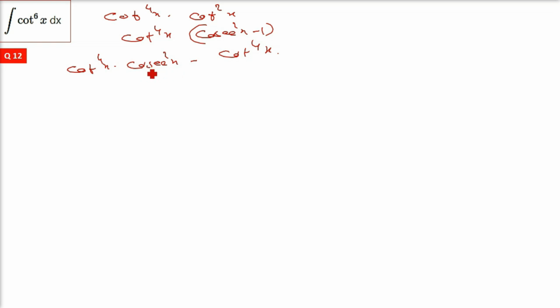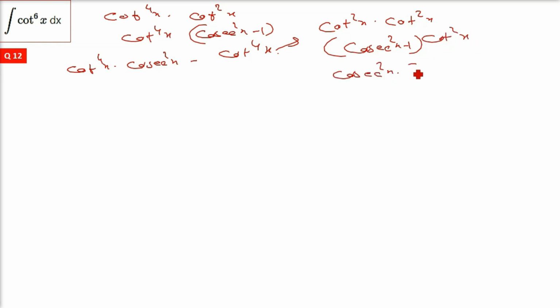Don't worry, we are going to do it again, but I'm just recalling that you must understand that this was already done, so that you get some experience of that thing which you can apply here. So cot raised 4x can be written as cot square x into cot square x. Cot square x can be written as cosec square x minus 1, and cot square x remains like that. Now multiply these, it will form cosec square x minus cosec square x into cot square x.